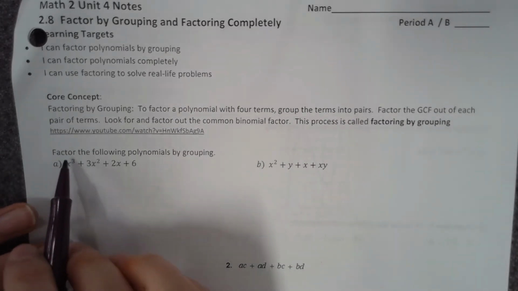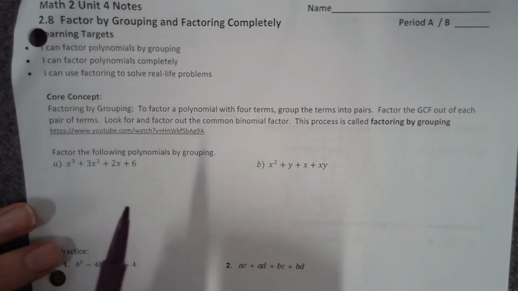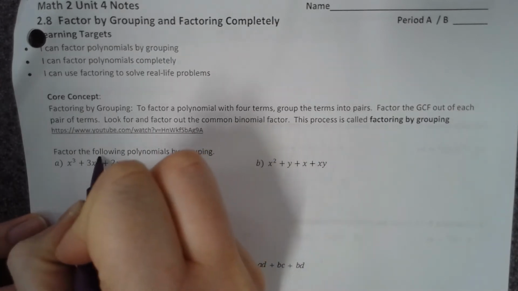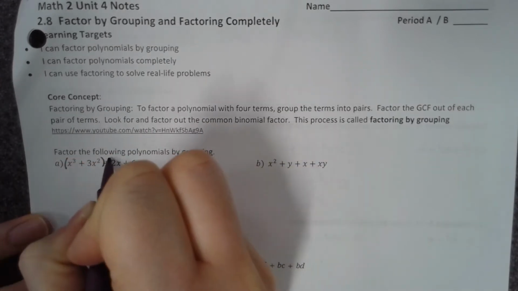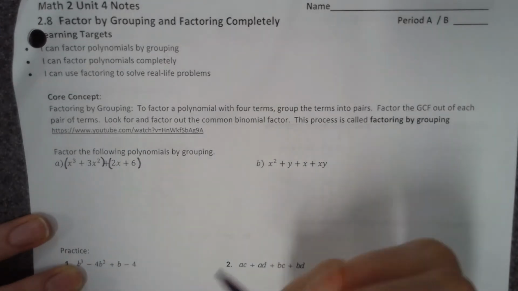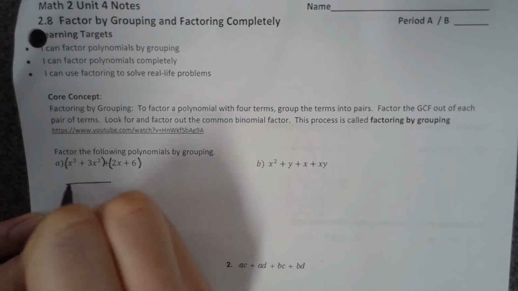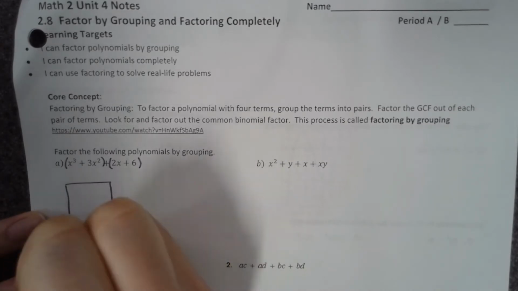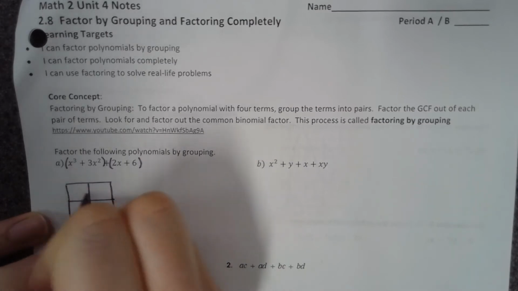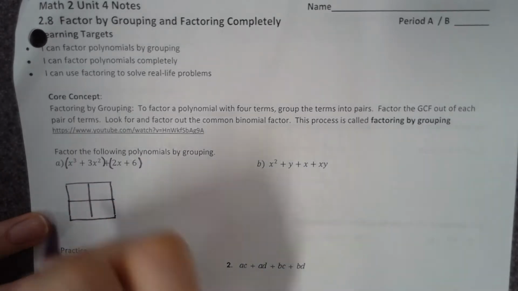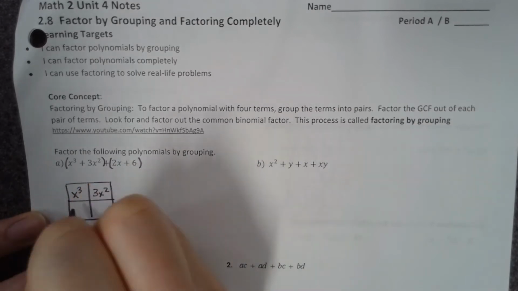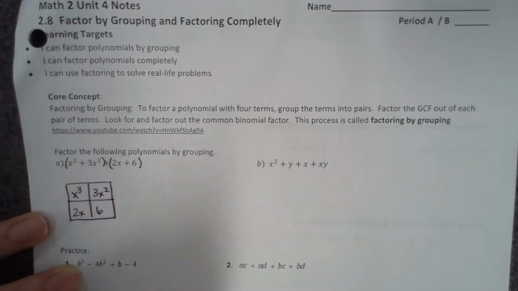Okay, so this asks us to factor the following polynomials by grouping. So what you're going to do is take your terms and group the first 2 terms together and the second 2 terms together. And then we learned the box method in this class, so now what we're going to do is draw our box and put our terms in there. So our first 2 terms go in the top and our second 2 terms go in the bottom. So we have x cubed, 3x squared, 2x, and 6.